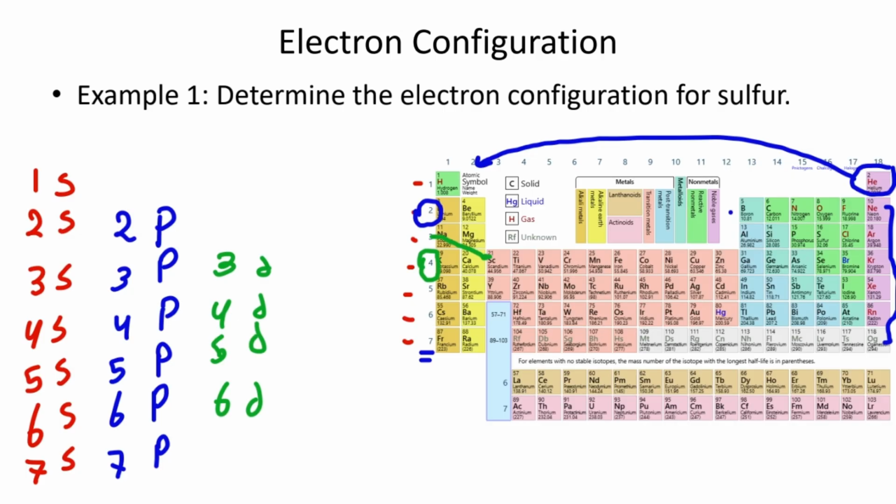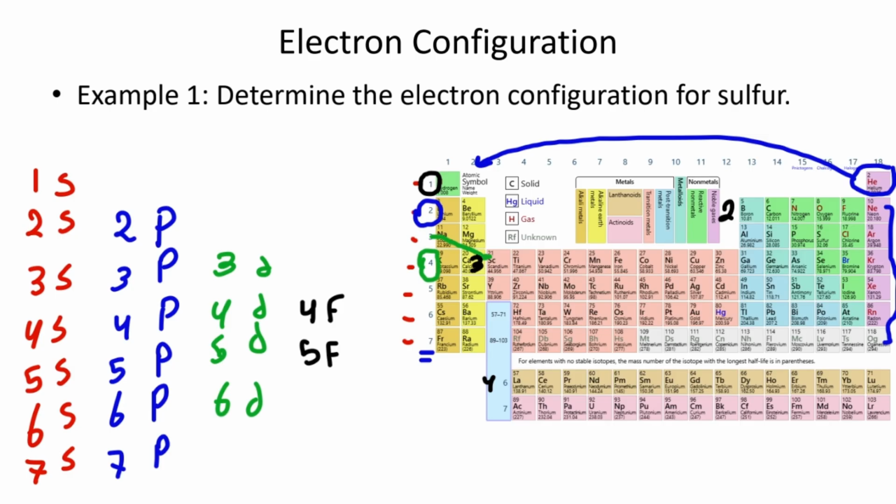So, again, the first S is in period 1, the first P is in period number 2, the first D is in period number 3, and of course the first F is in period number 4. So the first F is in period 4, and the second F is in period number 5. Okay? Now, we are going to learn how to read these numbers.